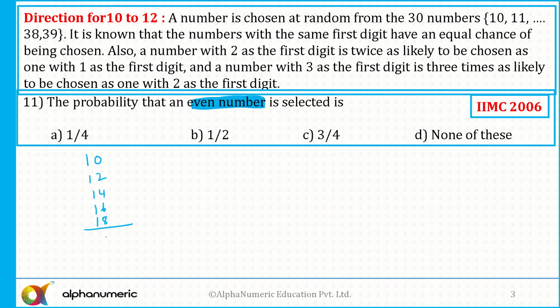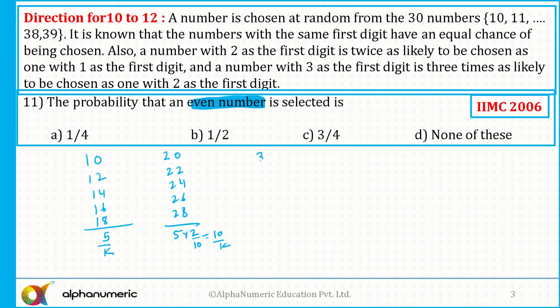For numbers starting with 1, the probability is 1 by k. So 5 into 1 by k comes out to be 5 by k. Similarly, for numbers starting with the digit 2, how many even numbers are there? Again 5: 20, 22, 24, 26 and 28. For each of them the probability is 2 by k. So what is the total? That is 5 into 2 by k, which is equal to 10 by k.